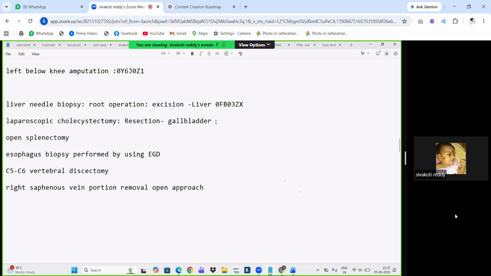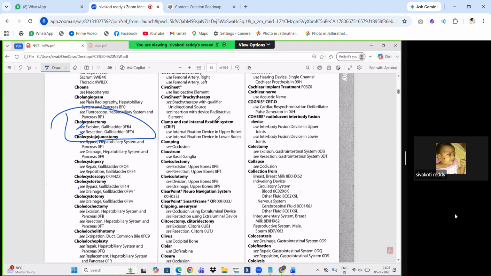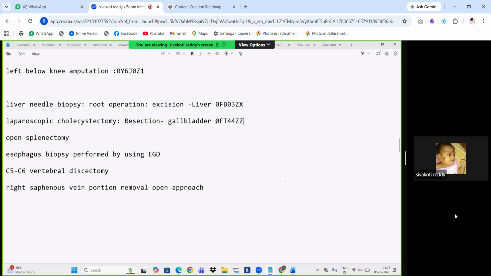Under resection, gallbladder. Then laparoscope means percutaneous endoscopic. Fourth value: here you find 0, FT4, then 4 for percutaneous endoscopy value. No device, no qualifier.